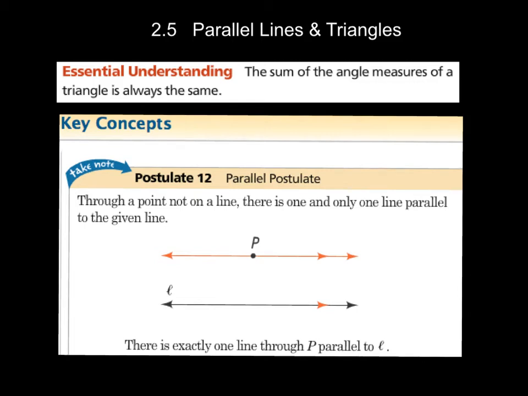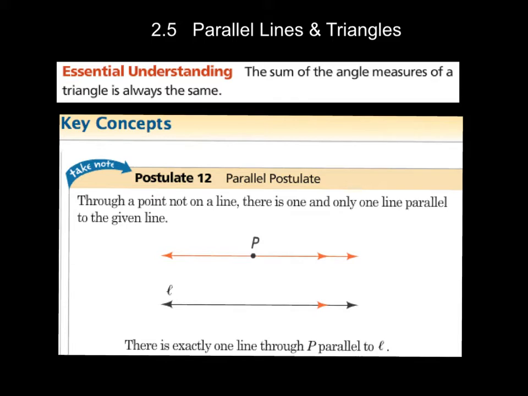Okay, in section 5 we're going to talk about parallel lines and triangles, and our essential understanding here is that the sum of the angle measures of a triangle is always going to be the same. So we're going to start out with what's called the parallel postulate, which says that through a point not on a line, our point P here, there is one and only one line parallel to the given line. So given this line L and some point P, there is only one line that we could draw through P that's going to be parallel to L. And that's what we call the parallel postulate.